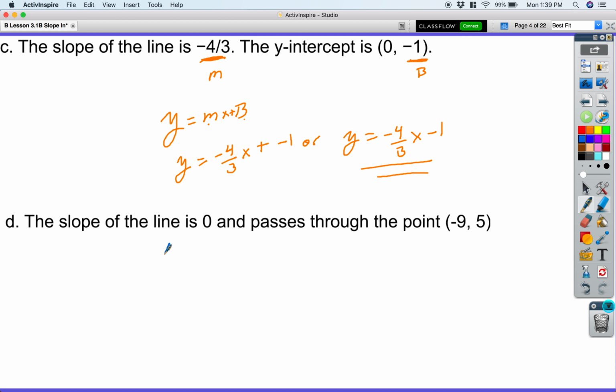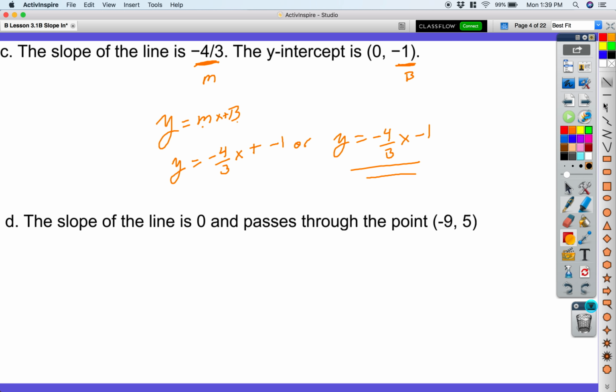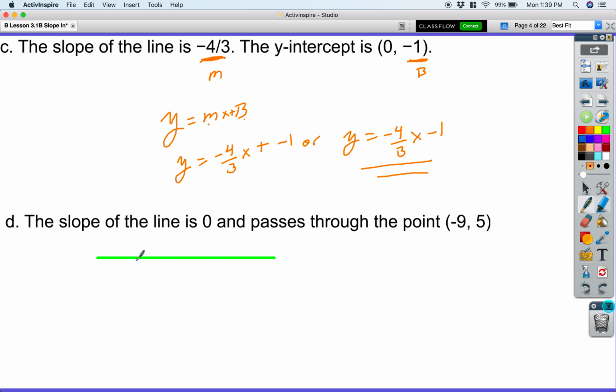So when you have a slope of 0, you just have a horizontal line going left and right. Mine's a little off. Let me redraw that better. You're going to have a horizontal line going left and right, which means it has a rise of 0 and it goes over a number. Okay, so it only has a run. So that means my slope is 0.